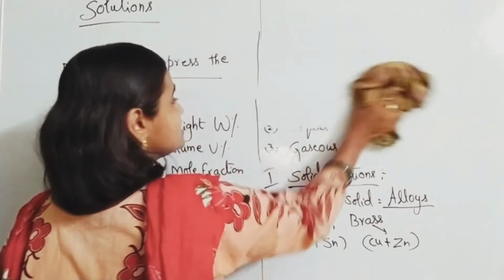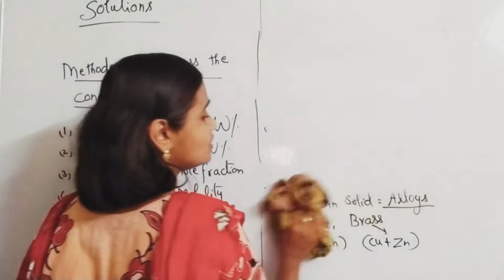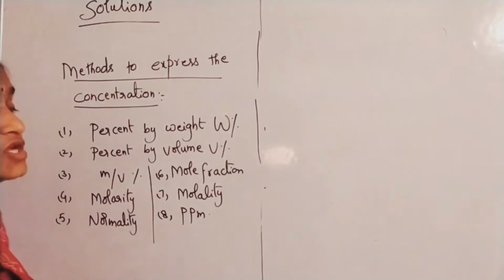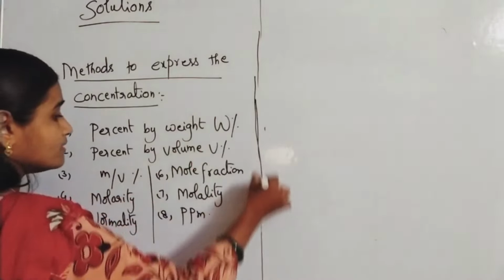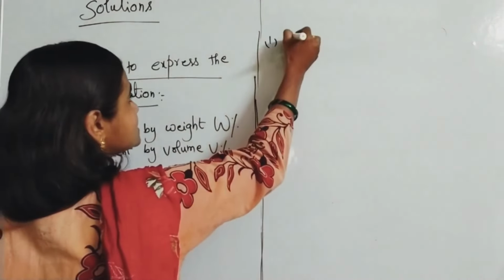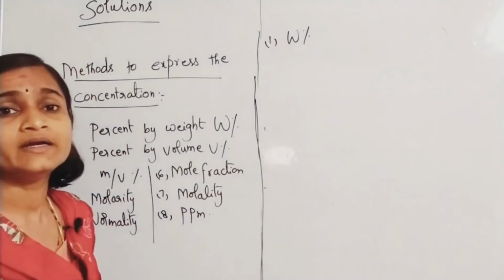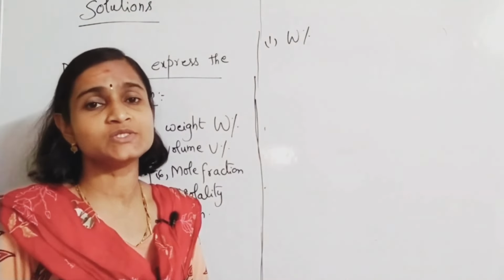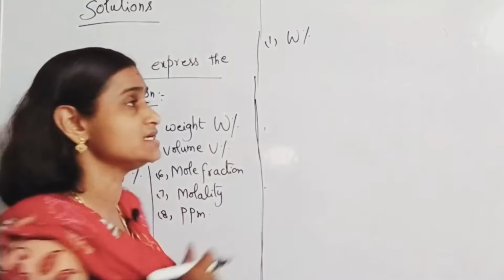What are the different methods and what are the formulas related to concentration terms? Concentration terms, okay, so methods to express the concentration. You all know the first one is weight percentage. The definition: the weight of the solute present in 100 grams of a solution is called weight percentage.